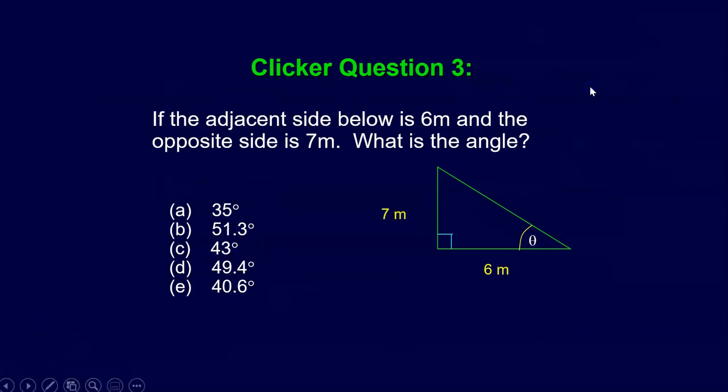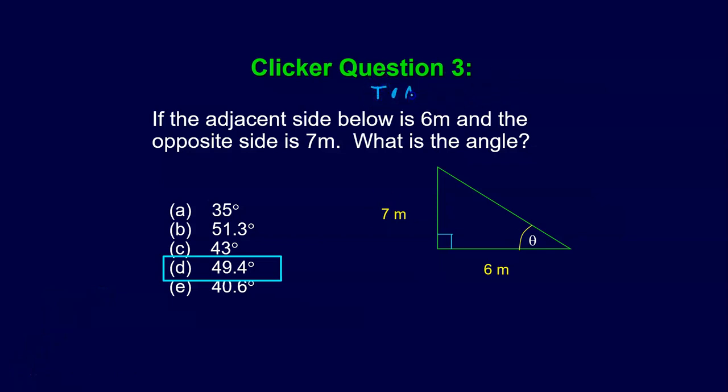Now, another thing that we'll do is kind of doing the opposite. Here we have 2 pieces of information, and we want to use this to find the angle. And so here we have a situation where there's 7 meters and 6 meters, and we want to find that angle in there. So go ahead and see if you can do this one here. All right, so I got 49.4. Hopefully you got that too.